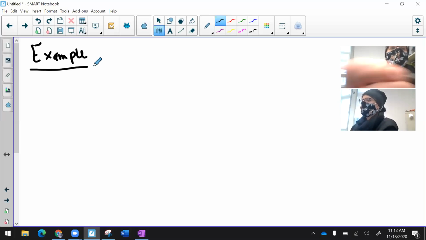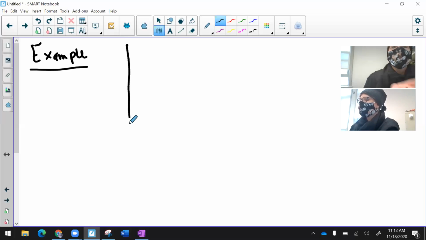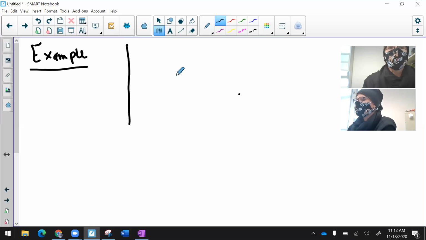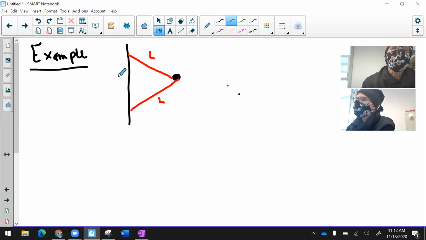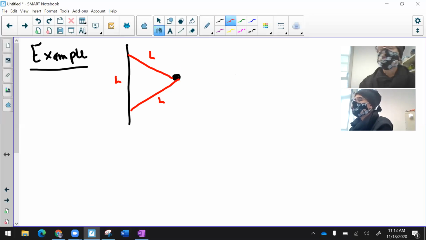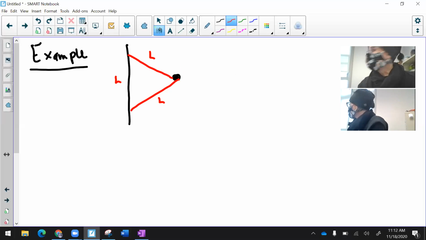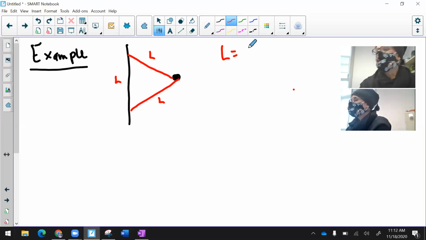Okay, so here's whatever my pole thing is. Here's my ball out here. I have a string that goes this way and a string that goes this way. And then the nice thing here is that these are all what I'm going to call L. So what I've got is an equilateral triangle, right? Where L is equal to 1.70 meters.